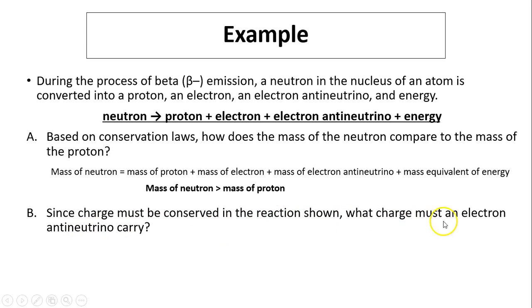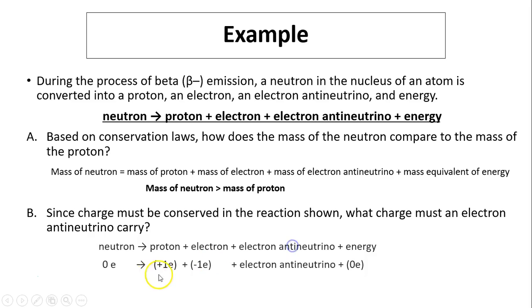How does the charge compare? What has to be the charge of the electron antineutrino? During this reaction, there are 3 things conserved. First, mass energy is conserved. Second, momentum is conserved. Third, the charge is conserved. Neutron has no charge. Proton has a positive 1. Electron has negative 1. We know energy has no charge. So what has to be the charge of the electron antineutrino? The electron antineutrino has to have 0 charge, no charge at all.